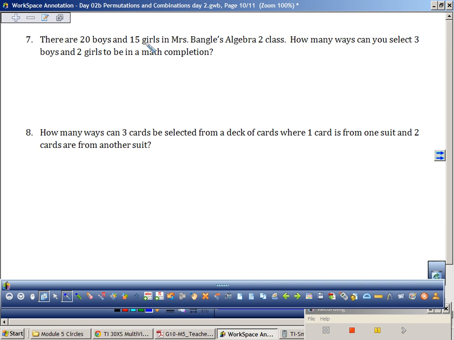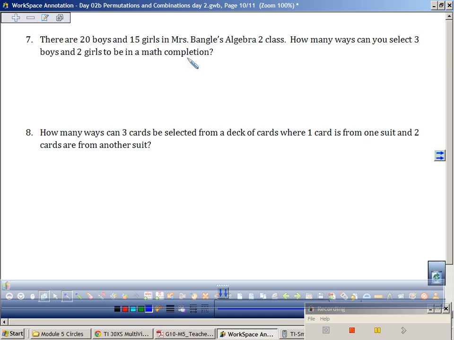There are 20 boys and 15 girls in Mrs. Bengal's Algebra 2 class. How many ways can you select 3 boys and 2 girls to be in a math competition? Okay, so if I'm grabbing boys out of a group and I'm grabbing girls out of a group, then order doesn't matter. This is going to be a combination.